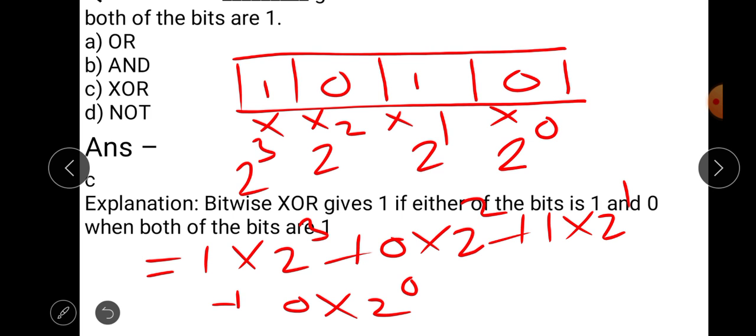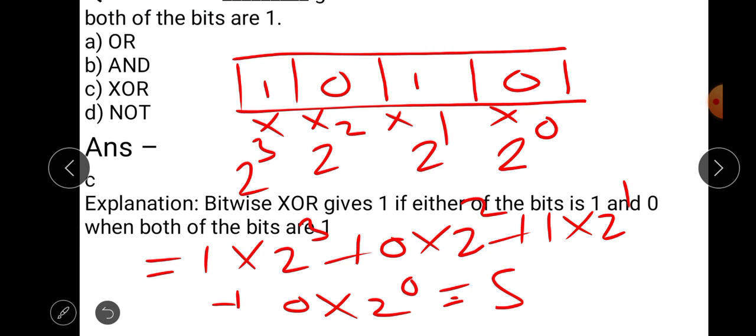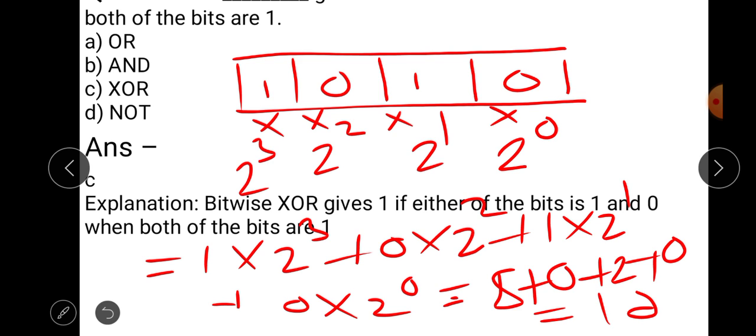Okay, so we get 8 plus 0 plus 2 plus 0. So we get a number that is equal to 10. So 10 is the decimal equivalent of this number. I think it is clear to all of you.